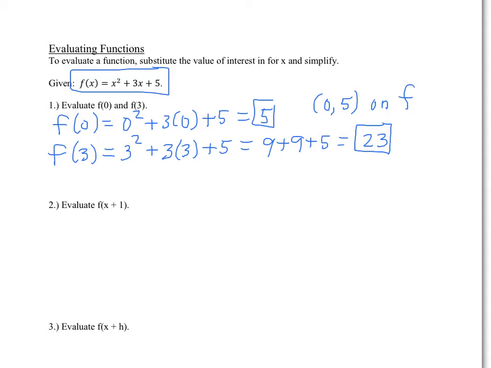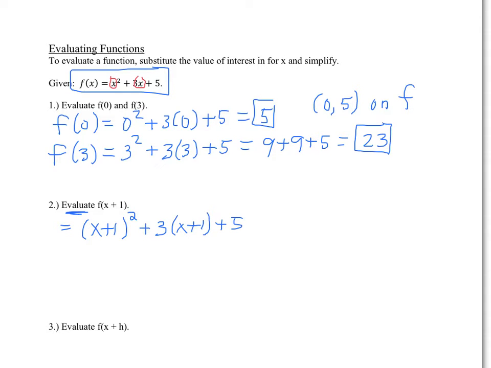For us to evaluate, again, that word evaluate means find the value of. So if we're trying to find f of, in this case, x plus 1, we're going to plug in x plus 1 where we see x in our function up above. So all I'm doing here is where I see an x, I'm just plugging in x plus 1.